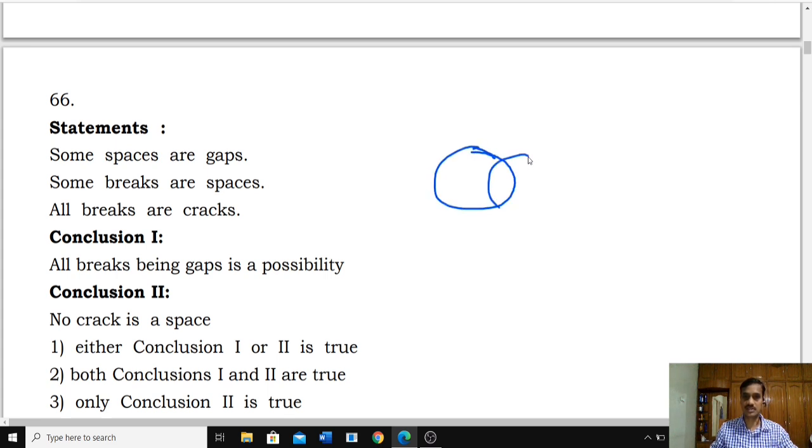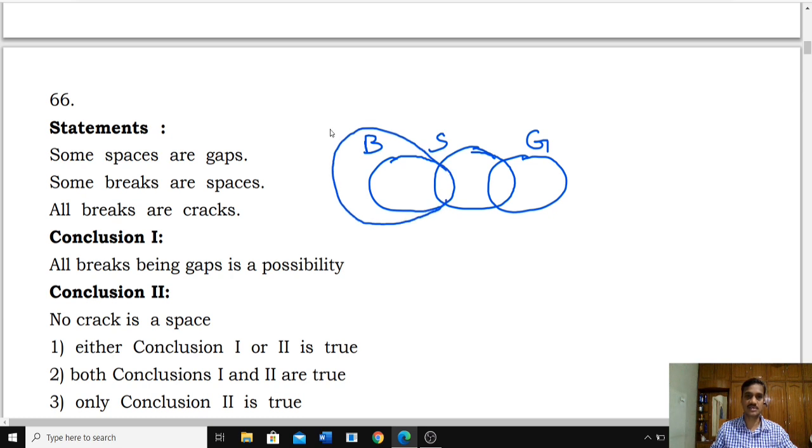Some spaces are gaps, space and a gap, and some breaks are spaces, means break and a space, and all breaks are cracks. Now this is the basic diagram.